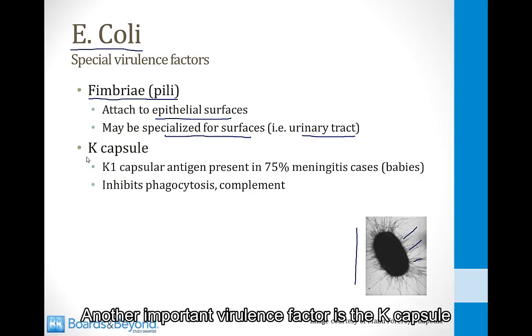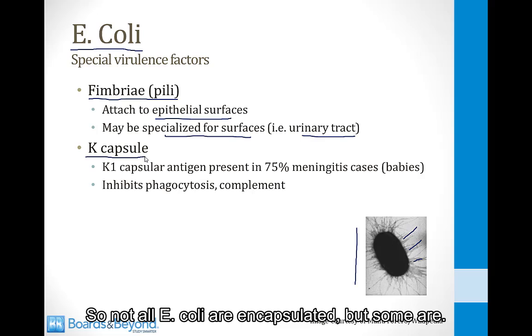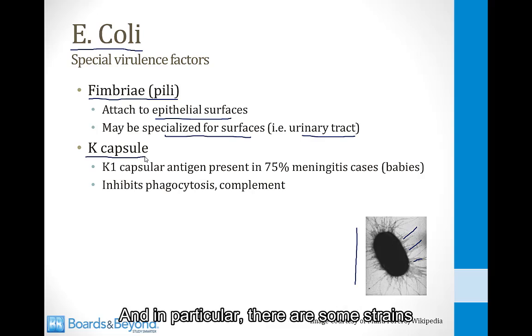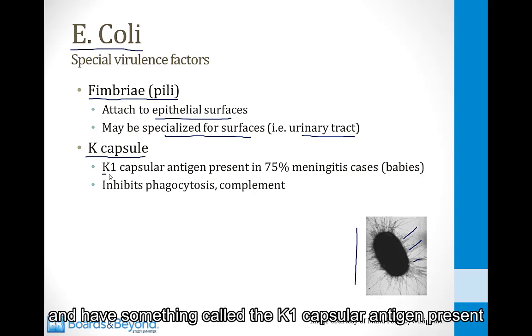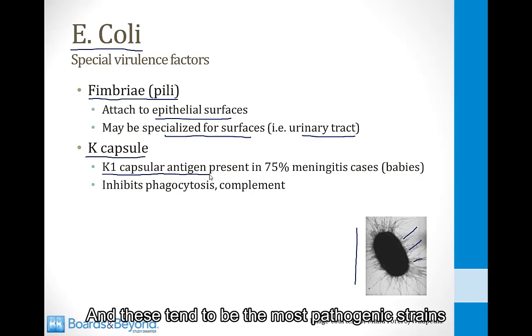Another important virulence factor is the K capsule or K antigen. So not all E. coli are encapsulated, but some are. And in particular, there are some strains that have a capsule and have something called the K1 capsular antigen present in that capsule. And these tend to be the most pathogenic strains.